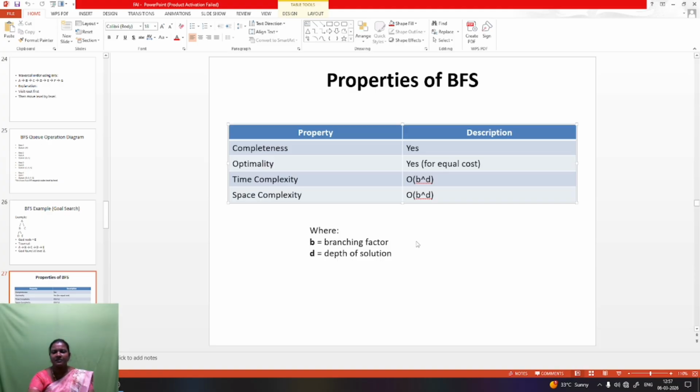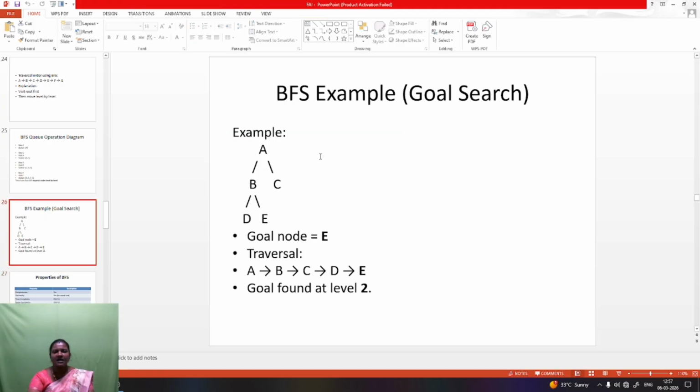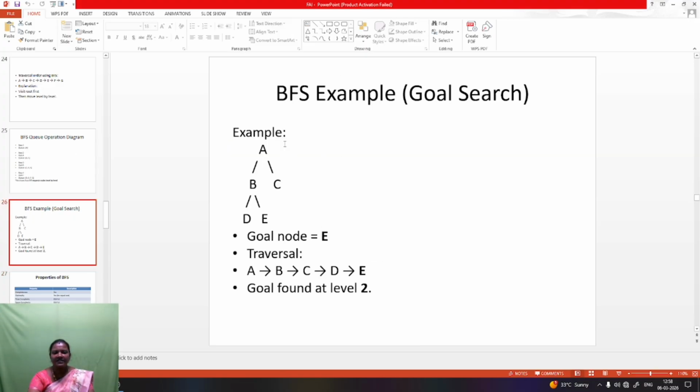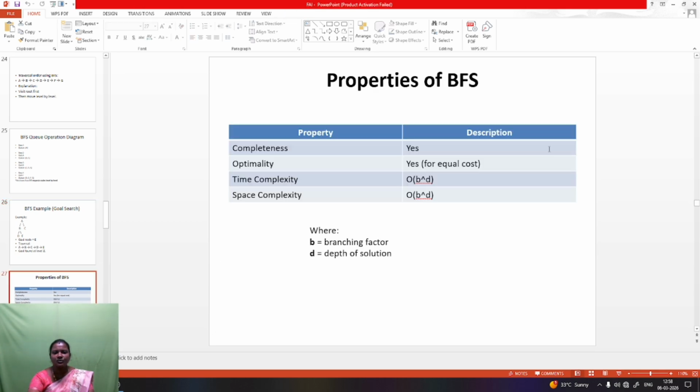Here b means the branching factor. Branching factor means the number of children a parent has. Here the parent A has 2 children, so the branching factor is 2. So here the time complexity is capital O of 2 power d. d means the depth of the solution. Depth means the number of levels of a tree. Here the levels are 0, 1, 2, so the depth is 2. So the time complexity is capital O of 2 power 2, that is 2 into 2 equal to 4.